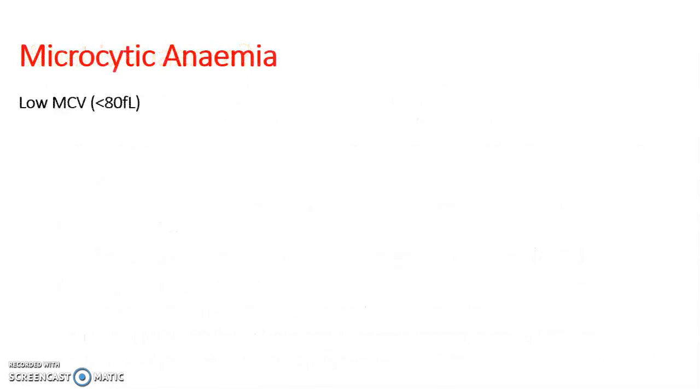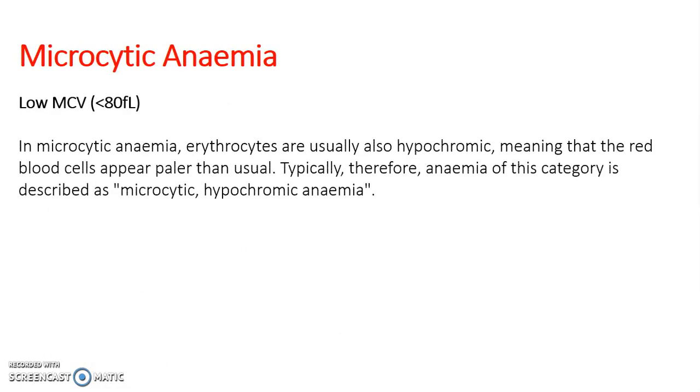So microcytic anemia, low mean corpuscular volume. Erythrocytes, so red blood cells, are usually hypochromic under the microscope, so that means that the red blood cells appear paler than usual. So you may hear people describe this category of anemia as microcytic hypochromic anemia. So for each of the categories, I would try to learn 2 as a minimum of different types. In microcytic anemia, I've done 2 examples.